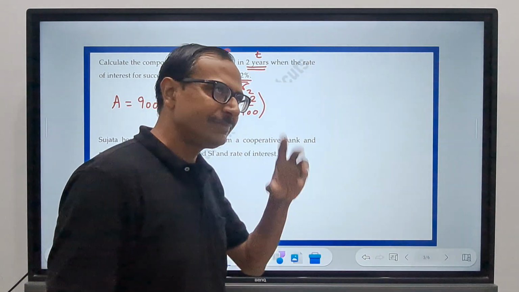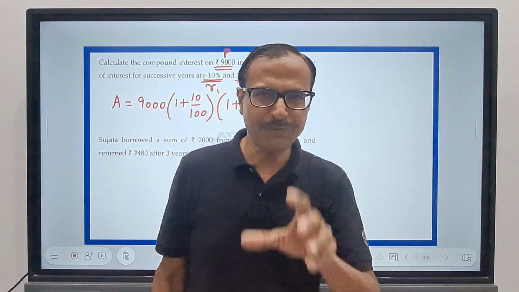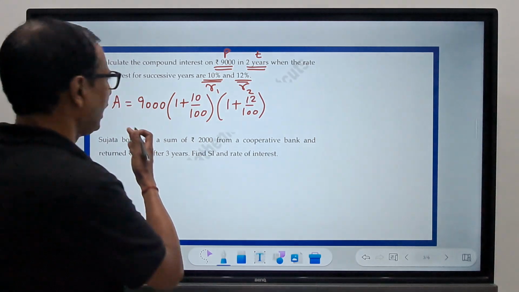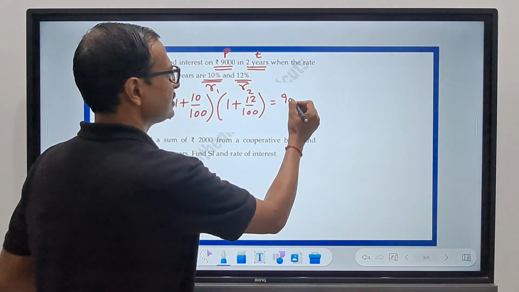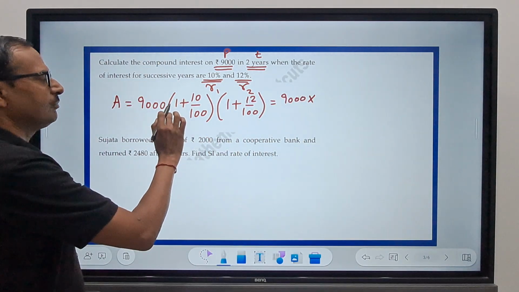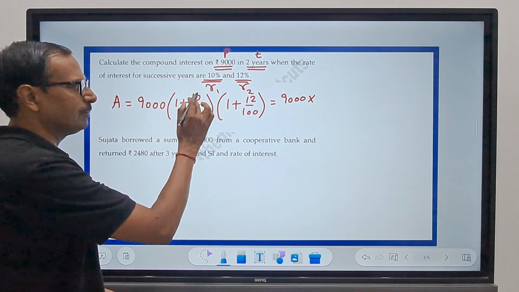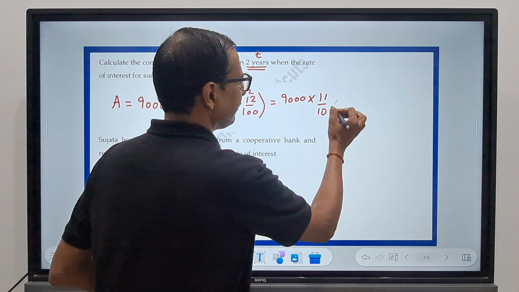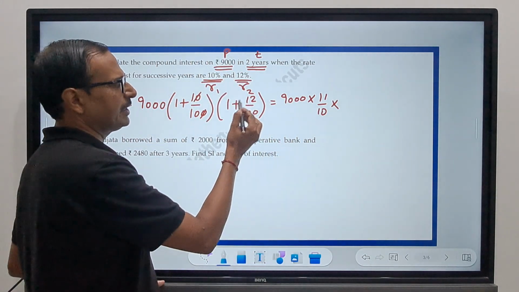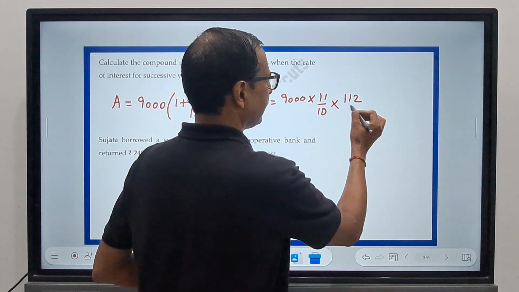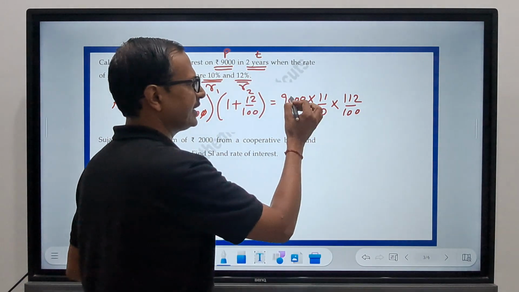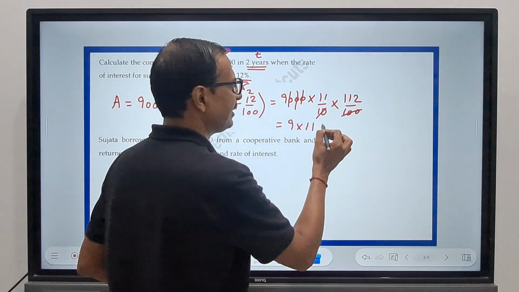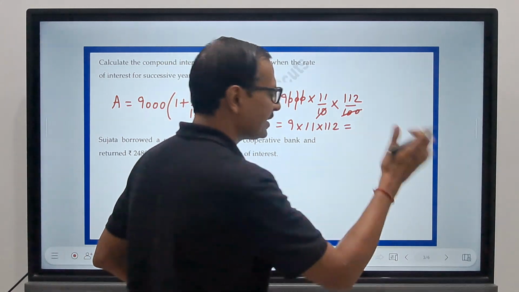Now, knowledge of having different rates of interest for different years, that will work for us here. So how do you solve this? This is 9,000 times this is 11 by 10, right? Because 1 plus 1 by 10 is 11 by 10, and finally you have 112 by 100. I didn't cancel these because I think the zeros are getting cancelled by themselves, and you just have to do 9 times 11 times 112. You will get your answer for the question.